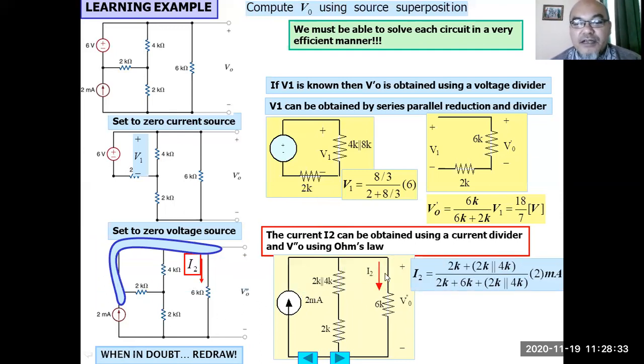So from here, we can calculate I2 flowing through the 6 kilo ohm resistor using a current division formula like this: 2 kilo ohm plus 2K parallel 4K, divided by 2K plus 6K plus 2K parallel 4K, times 2 milliampere. Here we obtain the value I2. From there, we can calculate the V output double dash. After that, we can calculate the final V output from the contribution of the voltage source, V output dash, plus the contribution from the current source, the V output double dash.